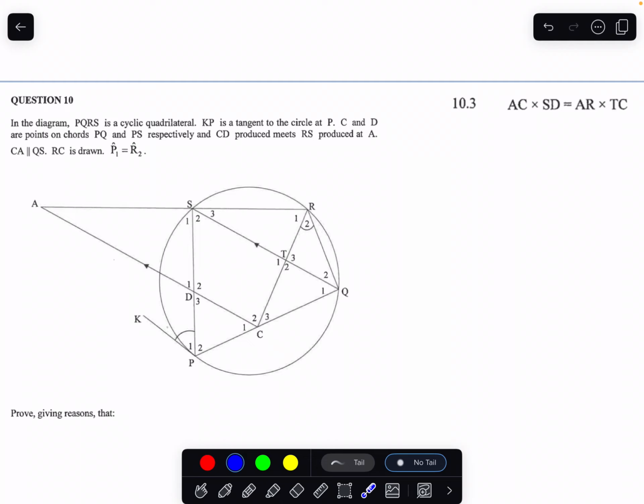AC times SD is equal to AR times TC. What's going on now? AC times SD is equal to AR times TC.